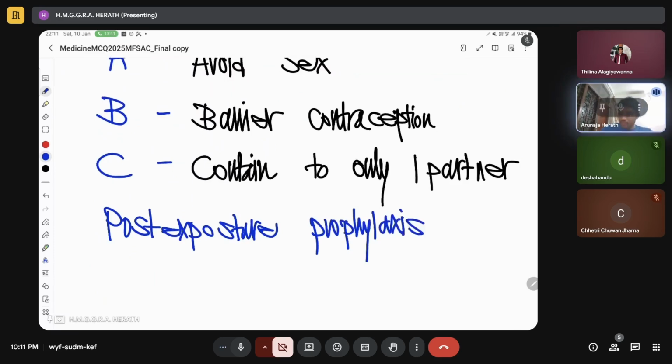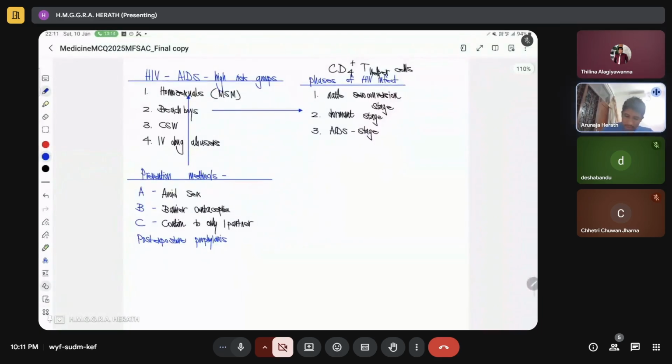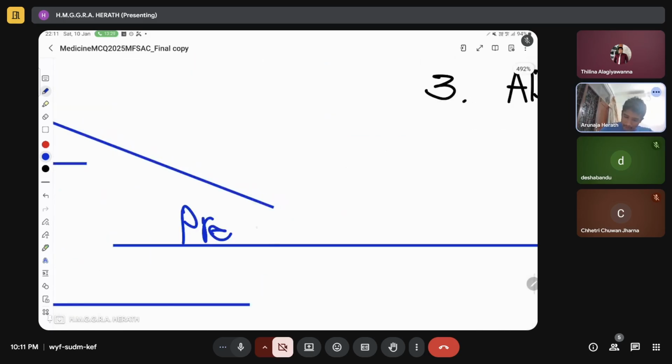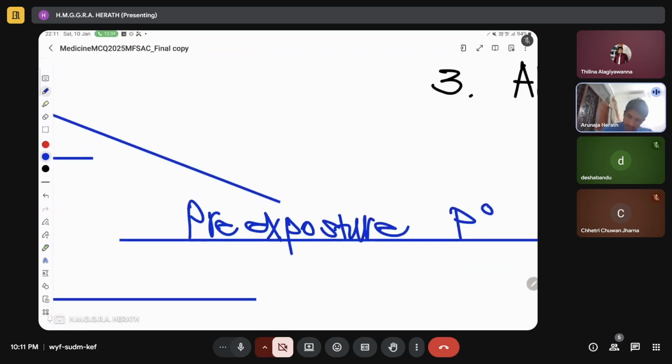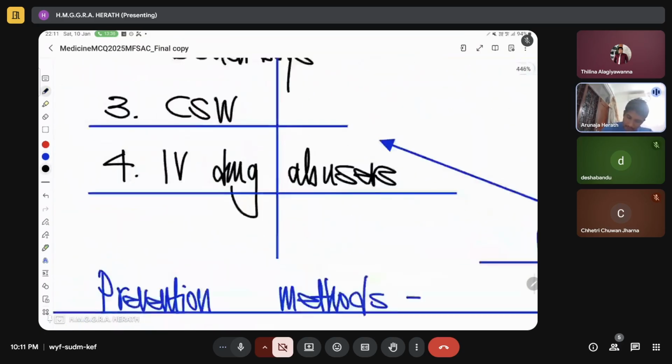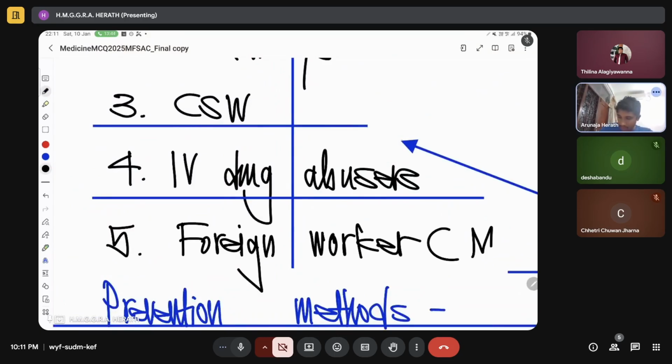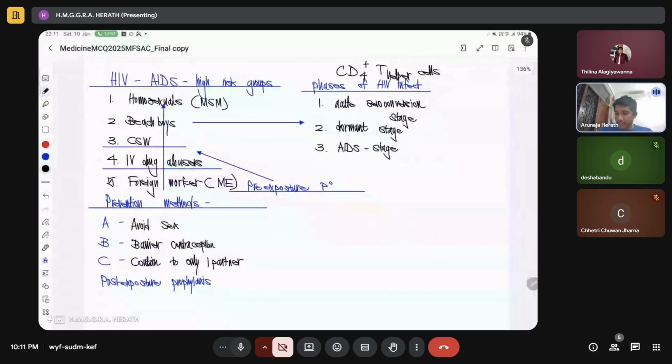So, to which patients do we need to give pre-exposure prophylaxis? Is there something called pre-exposure prophylaxis? Yeah. To some high-risk patients, we can give pre-exposure prophylaxis. I forgot one more of these. Foreign workers, right? Foreign workers, especially workers going to the Middle East. Right? These five are the high risk patients.